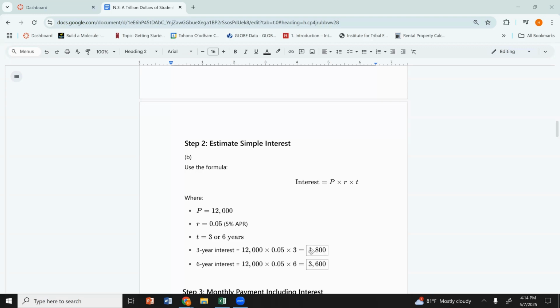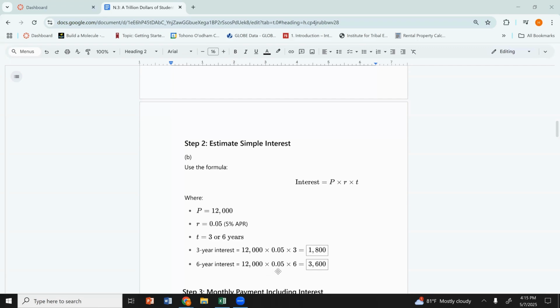So 1,800 is the amount of interest, okay? Because we're calculating for interest. This is the amount of interest you will pay in that 3-year option, okay? That's your interest for 3 years.